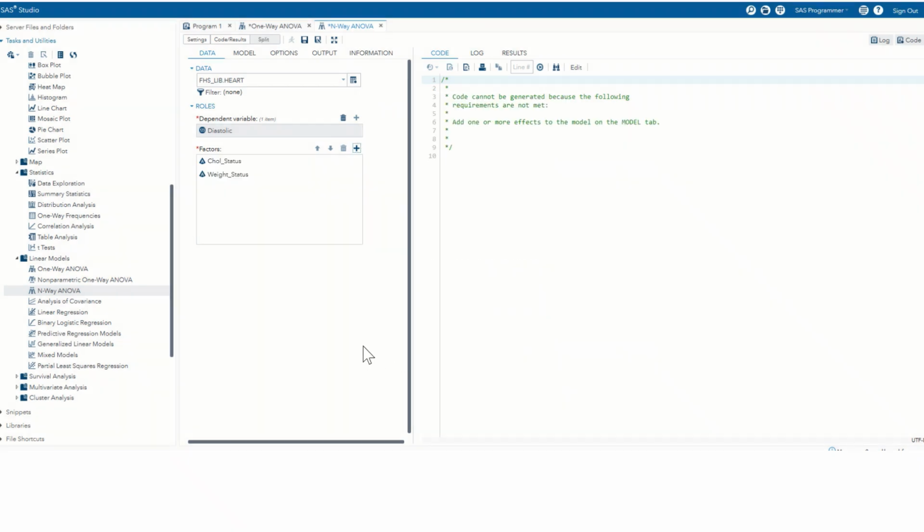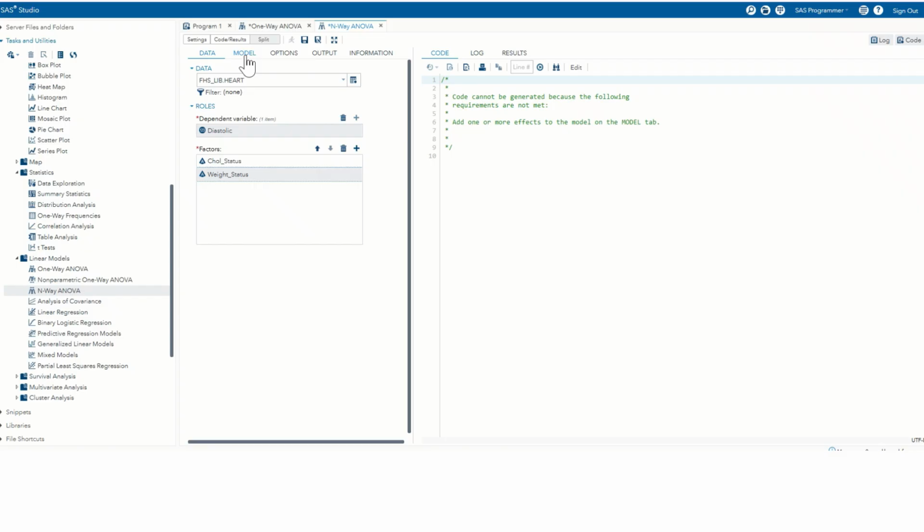Let it be weight status and cholesterol status, not the BP status, because we already have diastolic blood pressure as the dependent variable. What we are trying to determine here is that after adjusting for weight, is cholesterol status still statistically significant when it comes to diastolic blood pressure? Is there still an association if we have already adjusted for weight? Or, after adjusting for cholesterol, is weight status associated with the diastolic blood pressure?